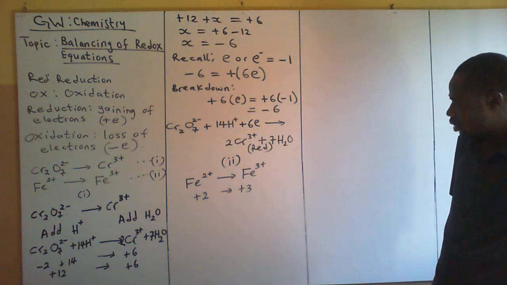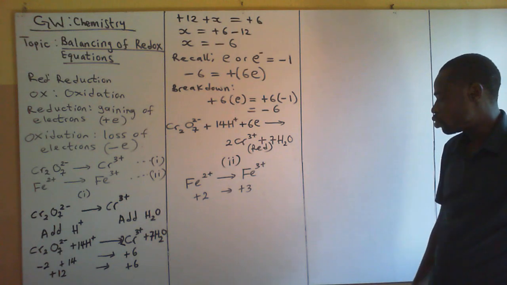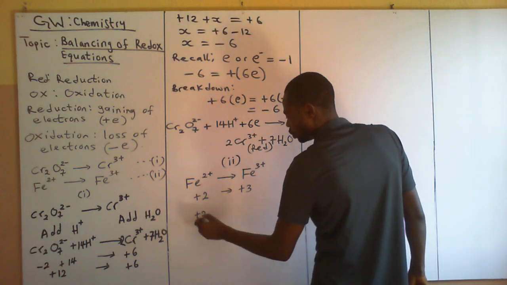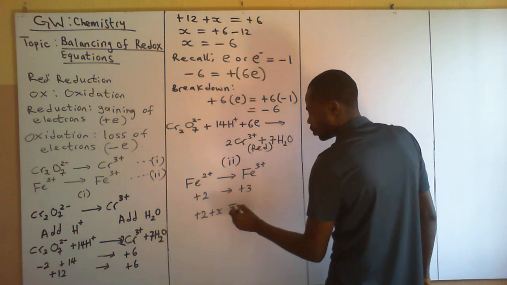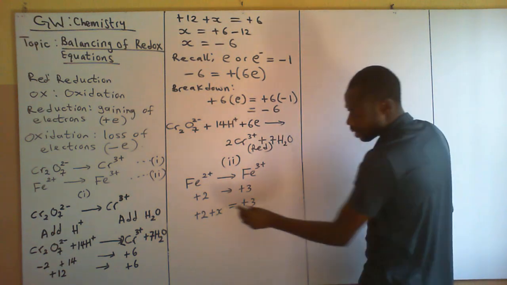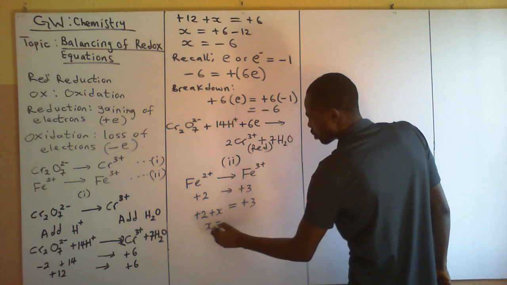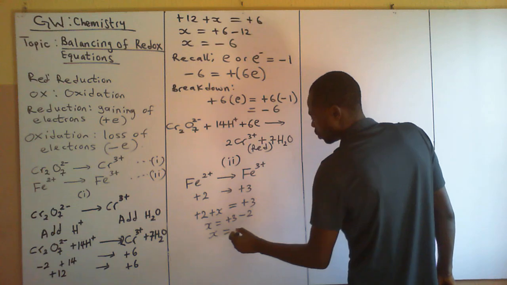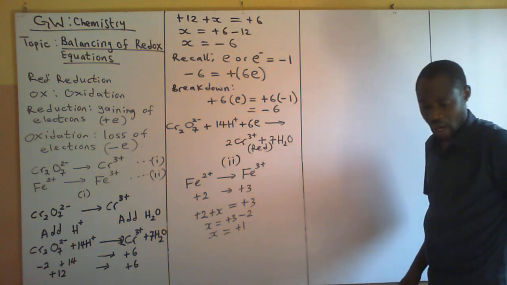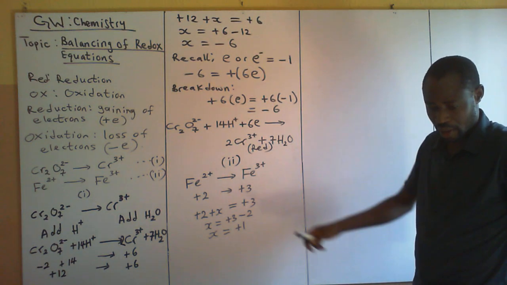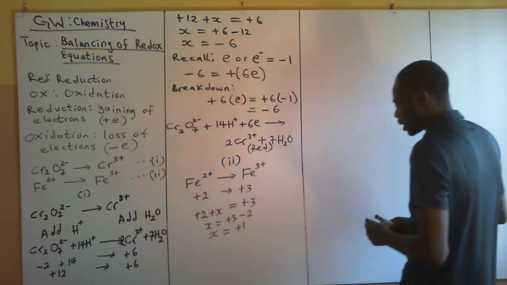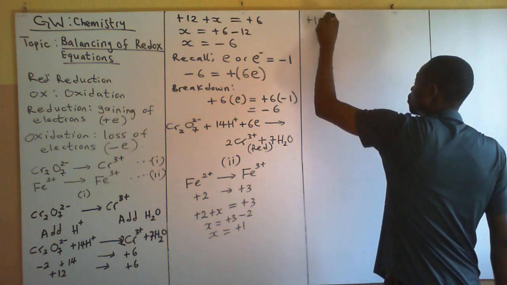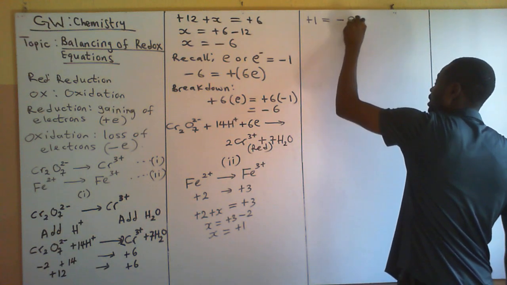If you look at it, what number will be added to plus 2 to give us plus 3? We say plus 2 plus x equals plus 3. Then make x the subject. X equals plus 3 minus 2. X equals plus 1. How do we now write plus 1 in chemistry? Plus 1 in chemistry is this. We say plus 1 equals minus E.